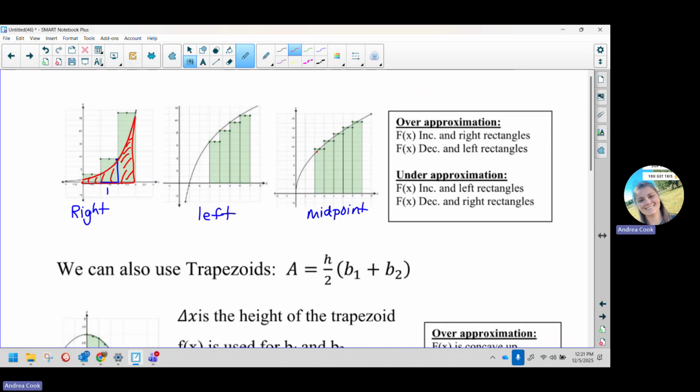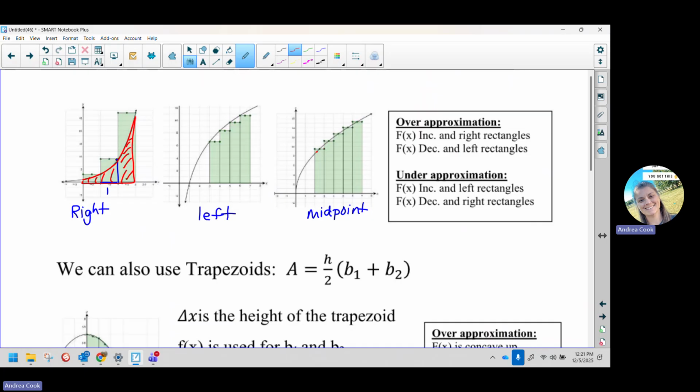Right here in this box, it tells you if it's an over or an under. I personally don't remember that. I just draw a picture. If you draw a picture, you're going to figure out if it's an over or an under. Well, we have to figure that out for trapezoids also. Trapezoids, yep. It's very hard to tell if trapezoids are over or under. So that one is kind of one that you have to memorize.